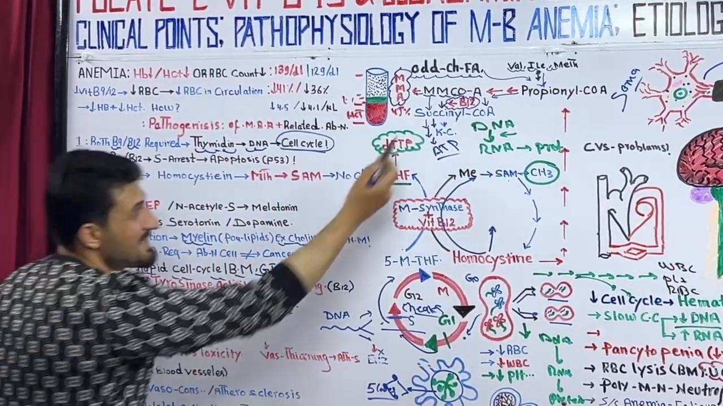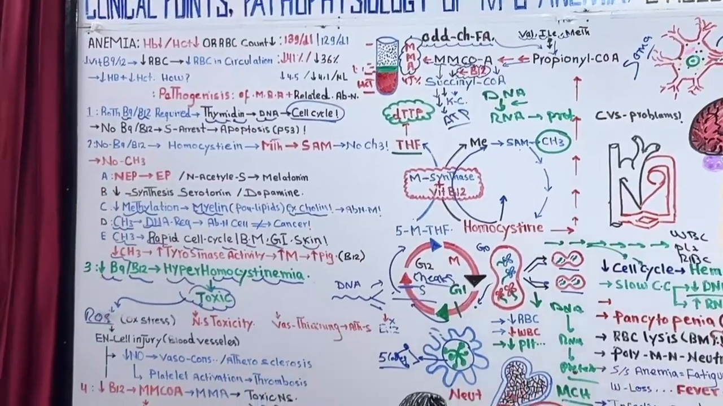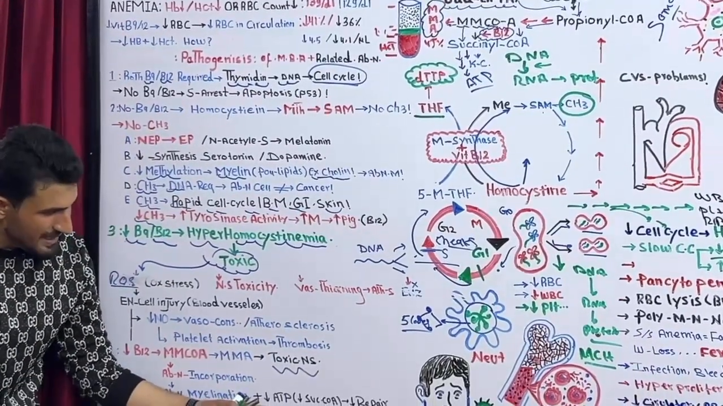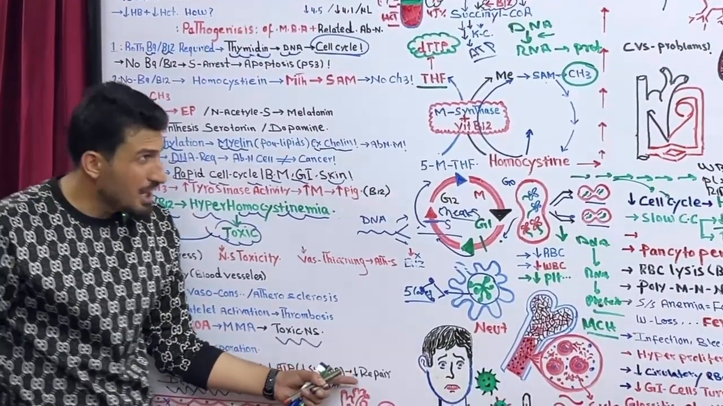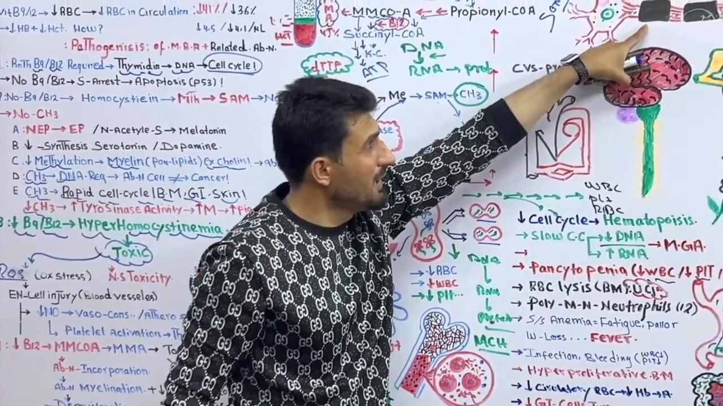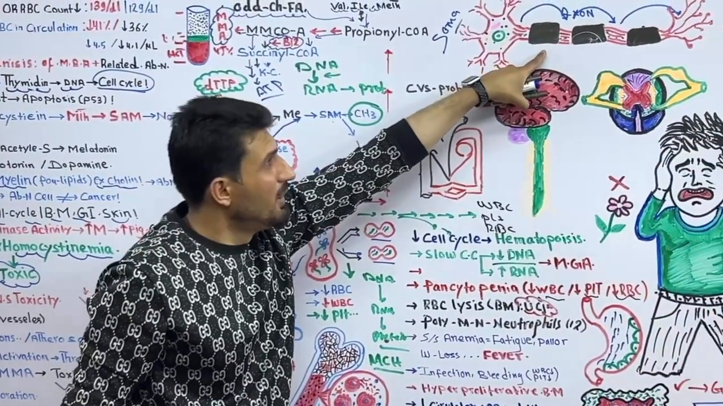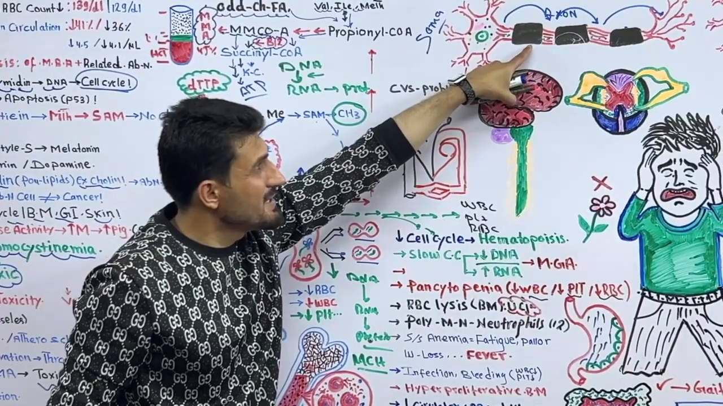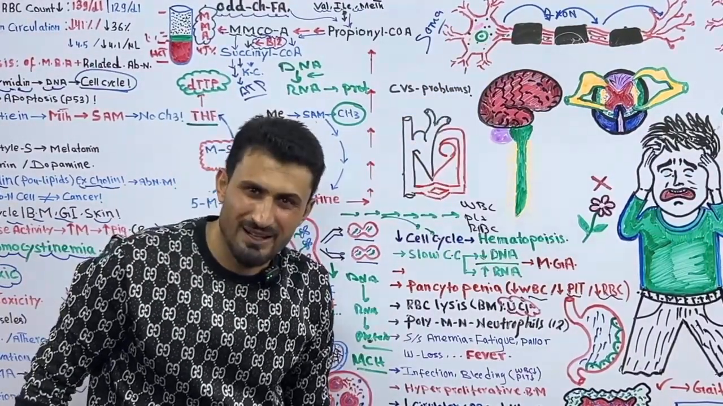I need succinyl CoA for the Krebs cycle. So that's why, due to less ATP, I cannot repair my degraded neurons or degraded myelin sheaths. Got it?